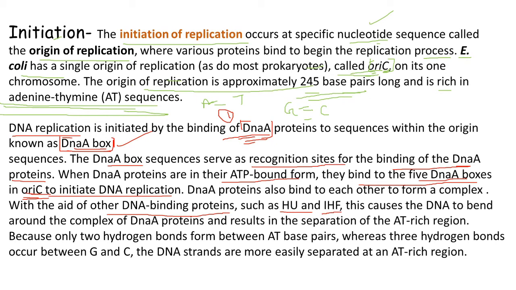What is HU? HU is a small bacterial histone-like protein. H means histone-like protein, and U is U93 strand used for fast isolation. So it is HU. And the next one is IHF.